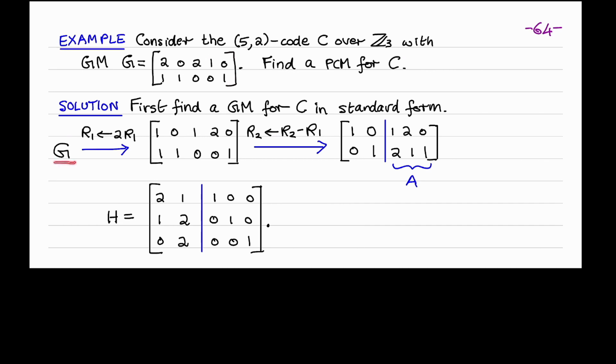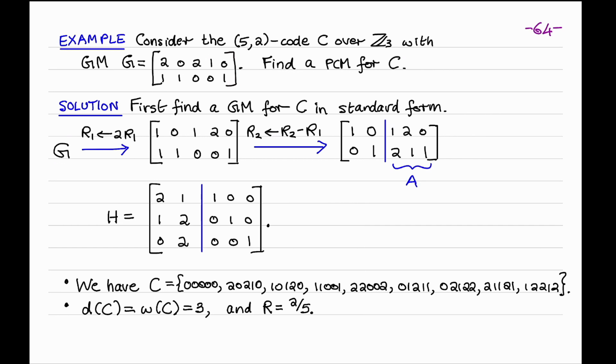So we'll start with G and make this entry a 1 by multiplying the first row by 2. We get this matrix. Remember now that the calculations are being done modulo 3 because this is a matrix over Z3. Next, to make this entry a 0, I'll subtract row 1 from row 2, and I get this matrix. The matrix is now in standard form. So by considering this to be the matrix A, a parity-check matrix for C is given by minus A transpose and the identity matrix. So note that G is a 2x5 matrix, whereas H is a 3x5 matrix.